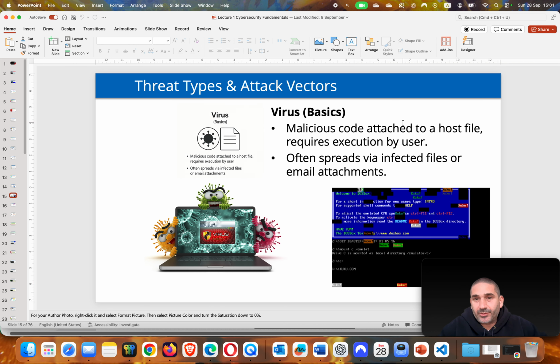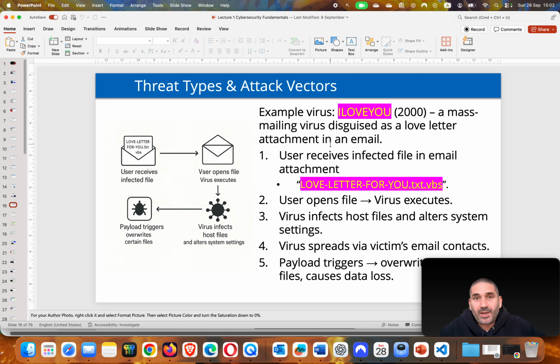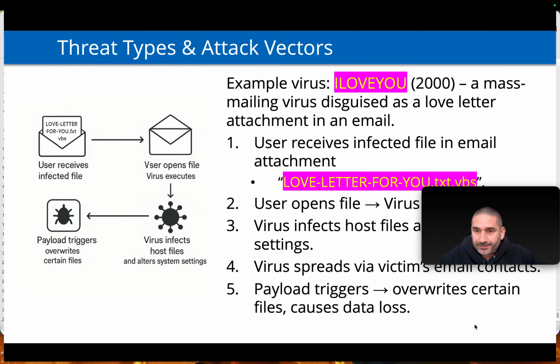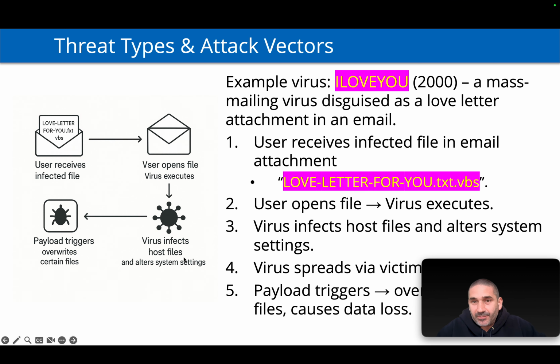But in terms of viruses, how is a virus different from other forms of malware? A virus is code that is attached to a host file and it requires execution by the user. Usually it spreads by infected files or email attachments. That's not the case with worms, for example. One very famous example of malware is the ILOVEYOU virus. That's a very old virus from 2000, and it was simply a love letter. Why was it so effective? Because everybody likes a love letter, and nobody could resist clicking the button, and many people got infected.